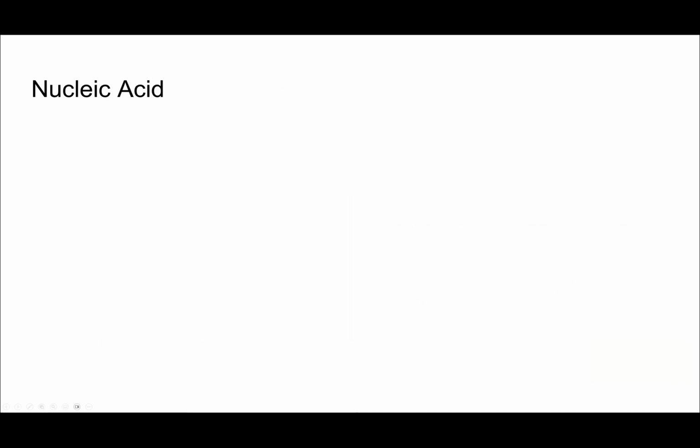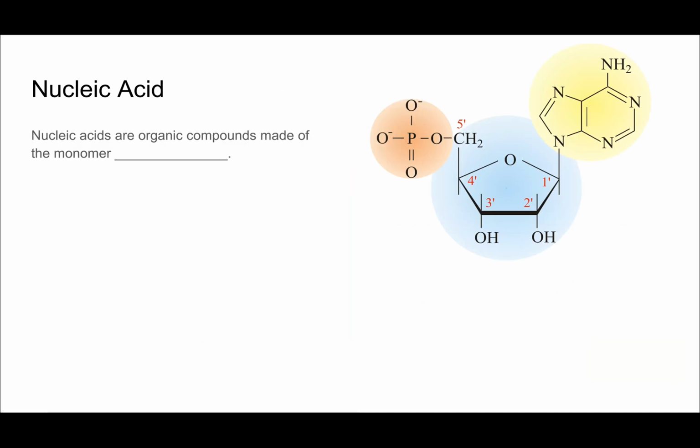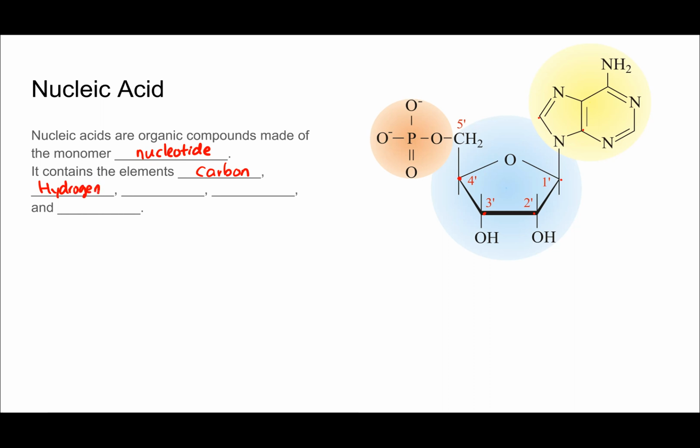So let's dive deeper into nucleic acid. Nucleic acids are organic compounds made of the monomer nucleotide. And what you see on the right side is the molecular structure of one nucleotide. You can see that it is made of the following elements. We have carbon, which is represented by the turning points here. And also there's a methyl group, right? There's a carbon with two hydrogens here. So we have hydrogen also. Notice that we also have oxygen, phosphorus, and nitrogen.